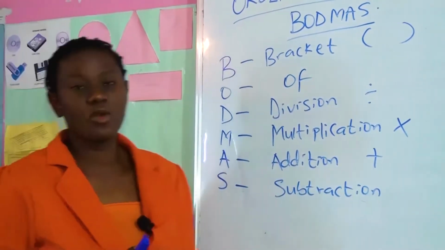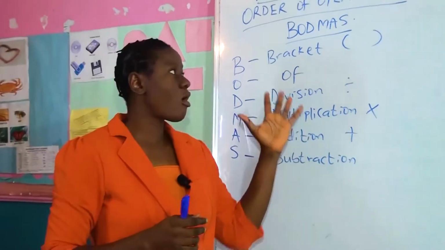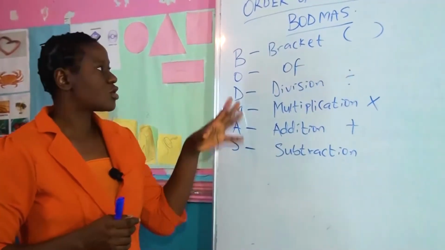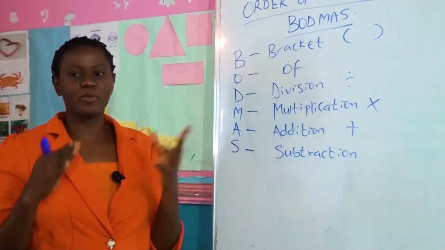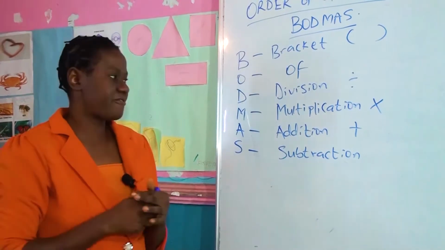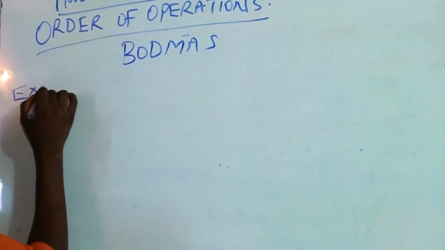Now, in a given question, you may have 2, 3, 4, or more different operations. So what BODMAS helps us to do is to know which part of the operation to attempt first. Let's take some examples.